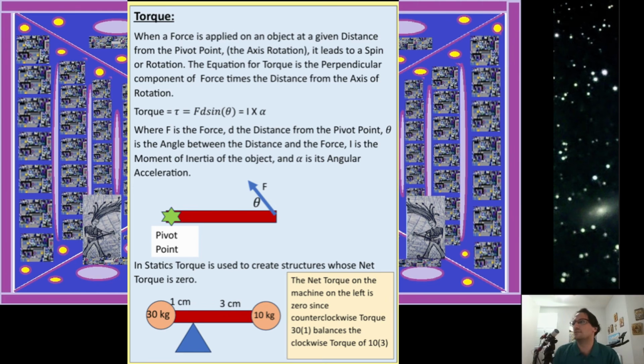The net torque on the machine on the left is zero since the counterclockwise torque, 30 times 1, balances the clockwise torque, 10 times 3. I did not include g in the equation because g on both sides would cancel, which means that the object is in static equilibrium. So it's not going to move, or if it's already moving, it's going to maintain the same angular velocity.